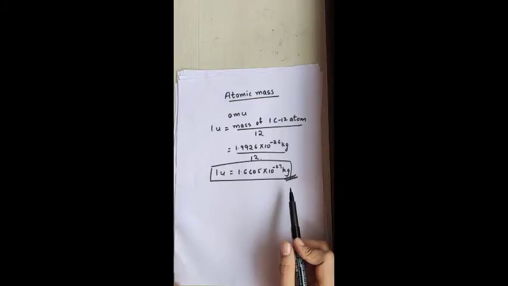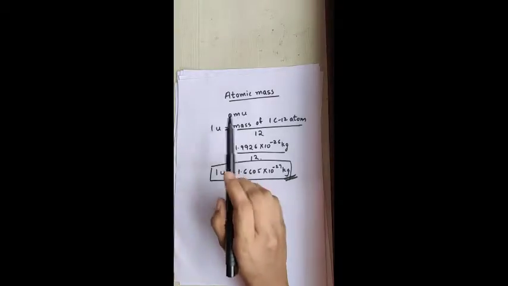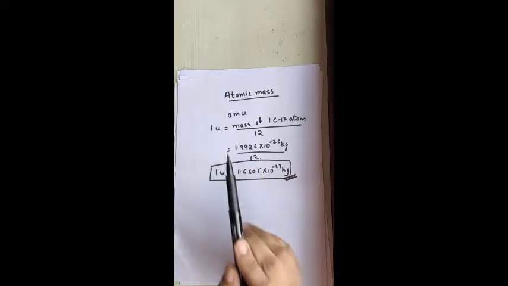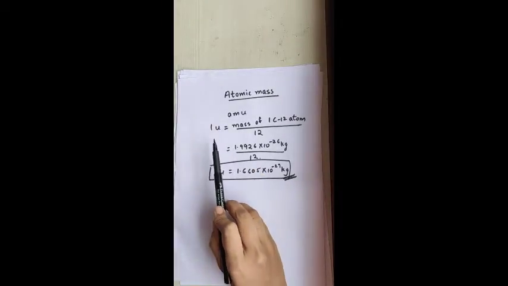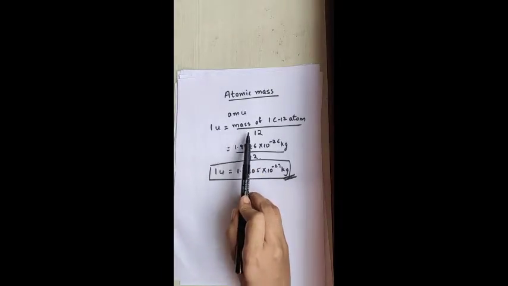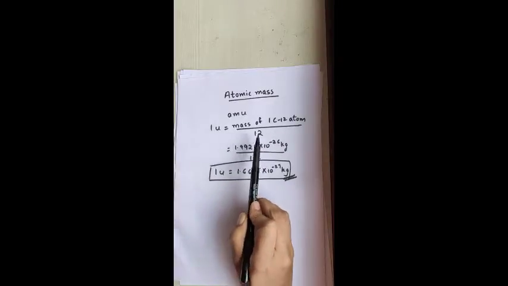So the first topic is atomic mass. So what is this atomic mass? Usually we express the mass in kilograms, but it is not convenient to use this unit for measuring the mass of an atom, which is very small. So for this we use a unit called atomic mass unit, which is abbreviated as AMU. One atomic mass unit is defined as 1/12 of the mass of a carbon 12 atom.